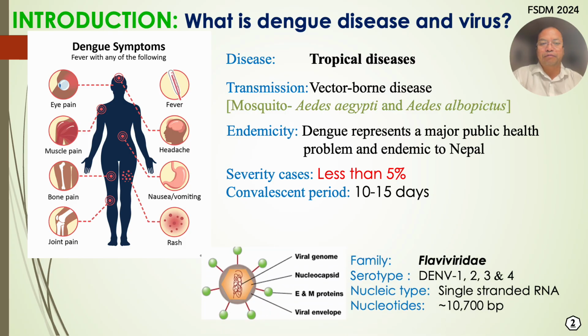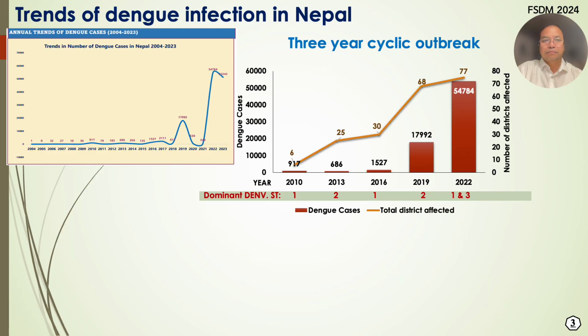Dengue virus belongs to the family Flaviviridae and it has four serotypes: dengue 1, dengue 2, dengue 3, and dengue 4. It is a single-strand RNA virus with approximately 11,000 kilo base pairs. Dengue symptoms are fever, eye pain, muscle pain, headache, bone pain, nausea, joint pain, and rash.